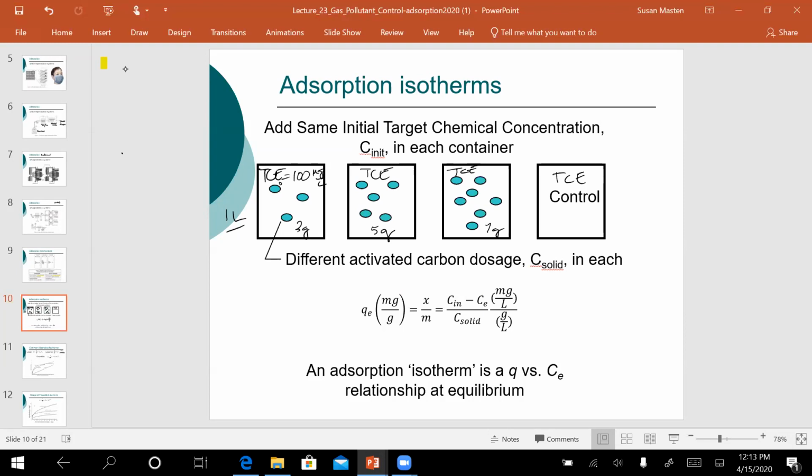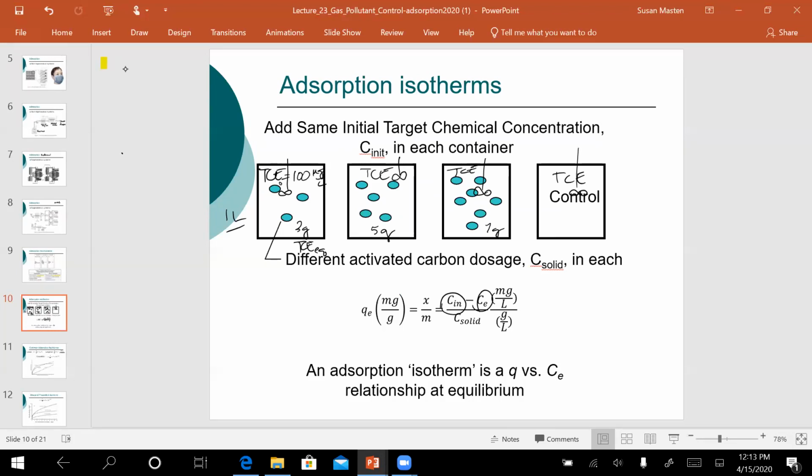So what we're going to do is mix these. So all of them get mixed. Now we'll do the same thing with the control because we want to treat the control exactly as we treat our samples. We're going to allow them to reach equilibrium. And after it reaches equilibrium, we will measure the equilibrium concentration in each. So here we have our equilibrium concentration. We have our initial concentration.